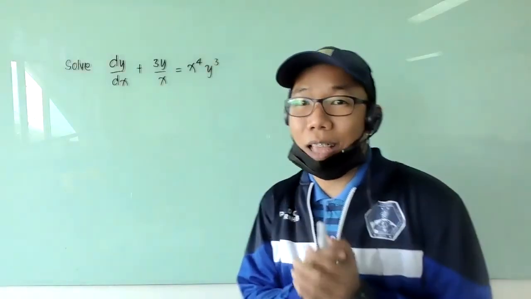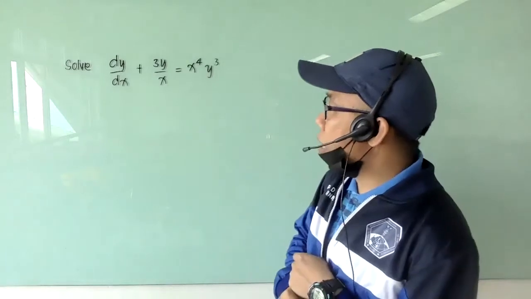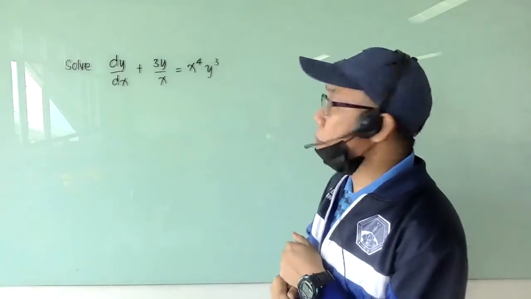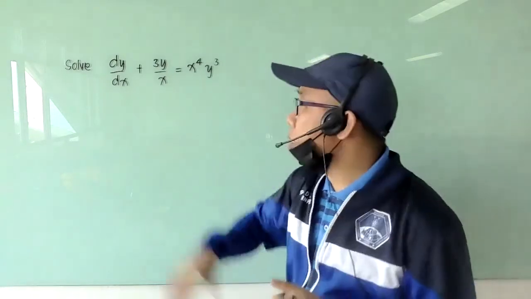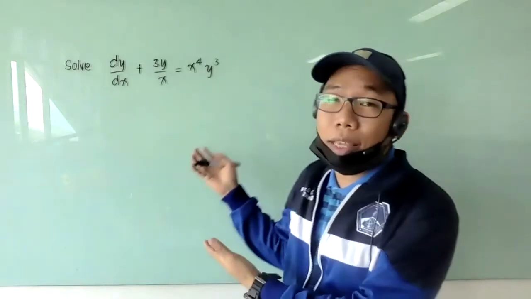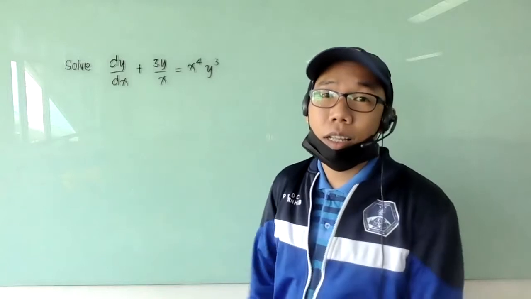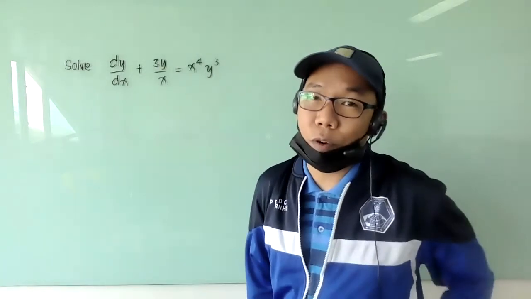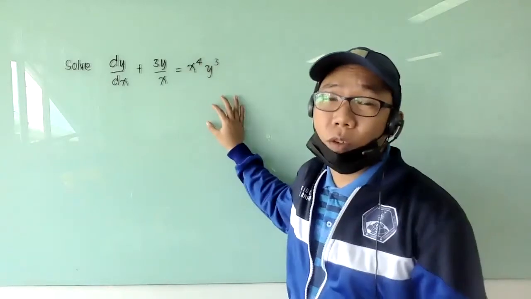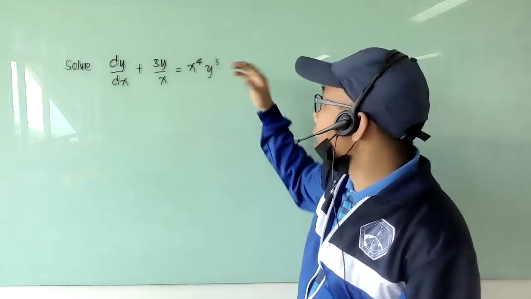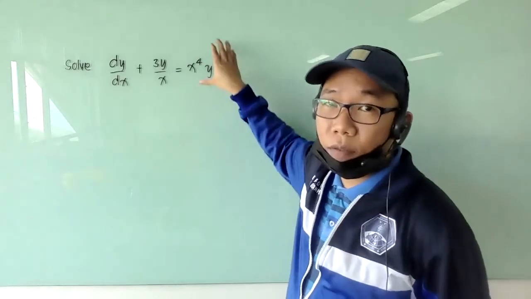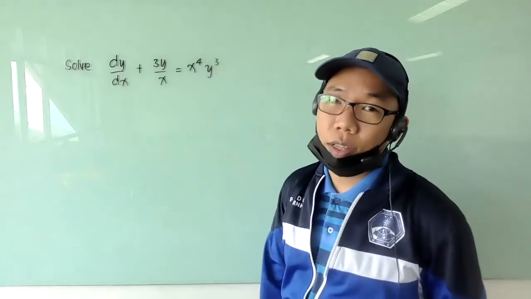Now, let's solve this example. Solve dy/dx + 3y/x equal to x^4 times y^3. As you can see, this equation is now in Bernoulli's form, and what we will do is transform it into linear form. The right-hand side of the equation contains variables x and y, so we need to eliminate the function y on the right-hand side of the equation.